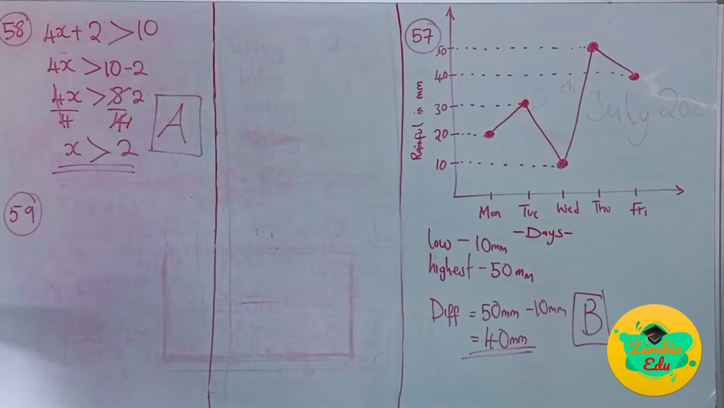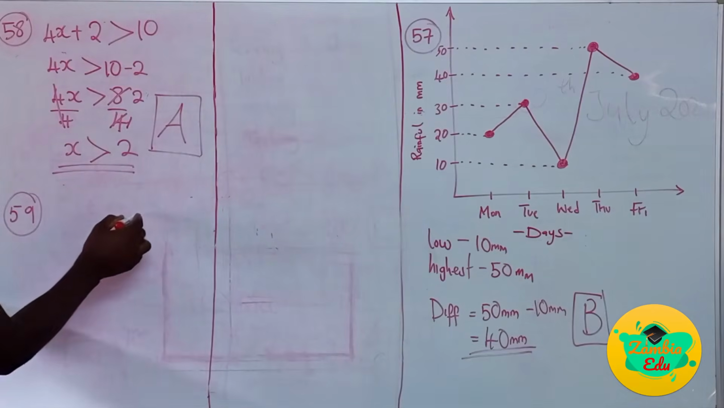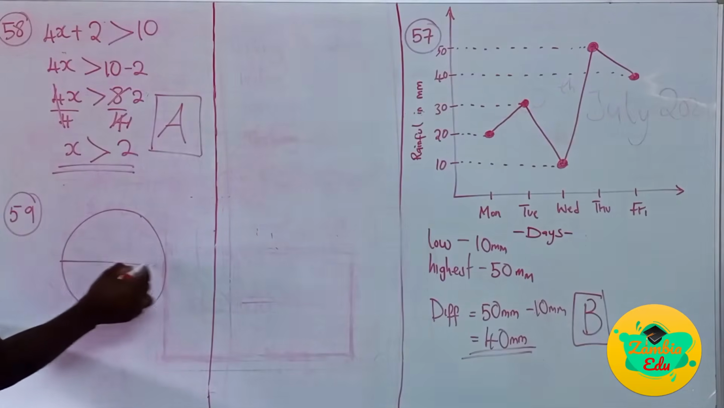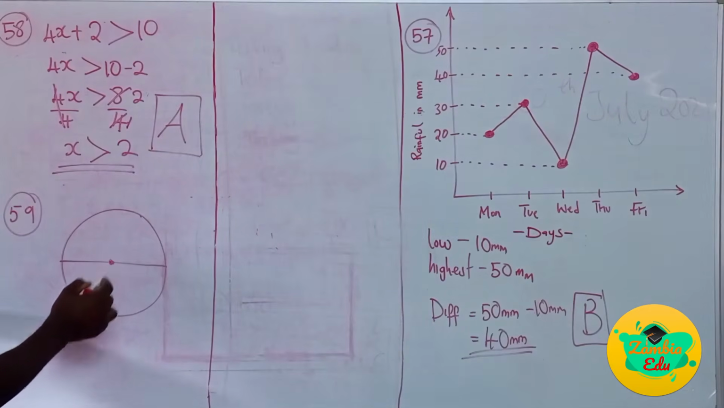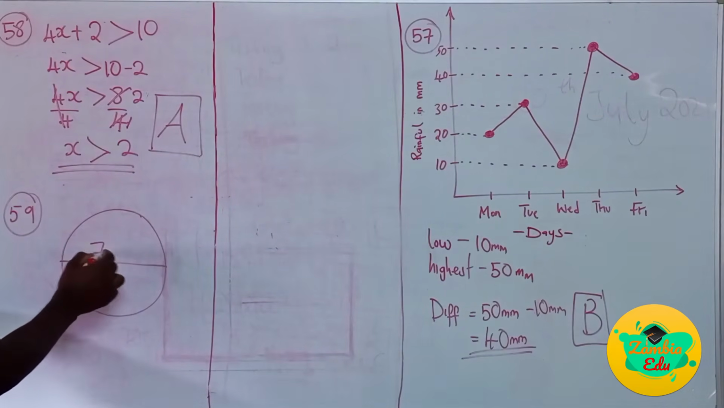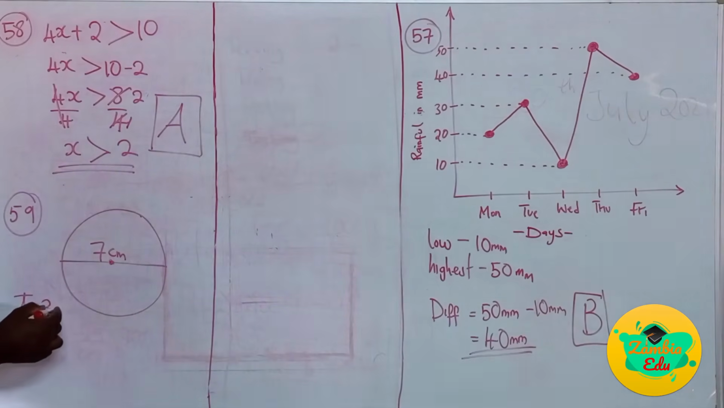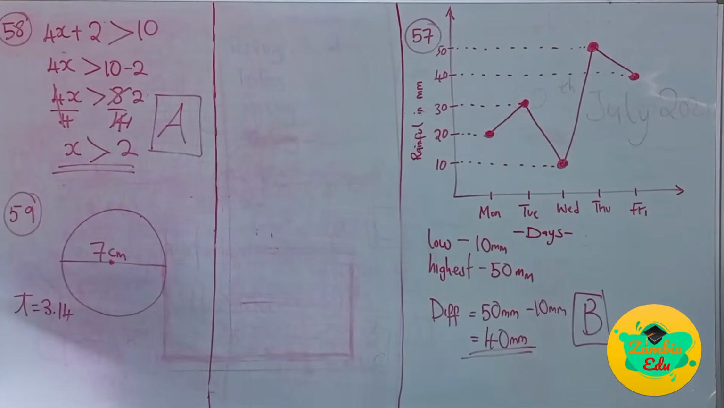We go to 59. Question 59 says, find the circumference of the circle below. And the circle we have is this. So we have 7 centimeters there, and they have told us to use pi as 3.14. So find the circumference.